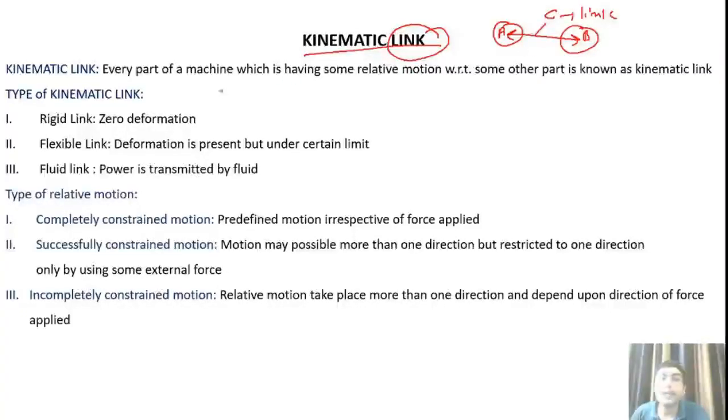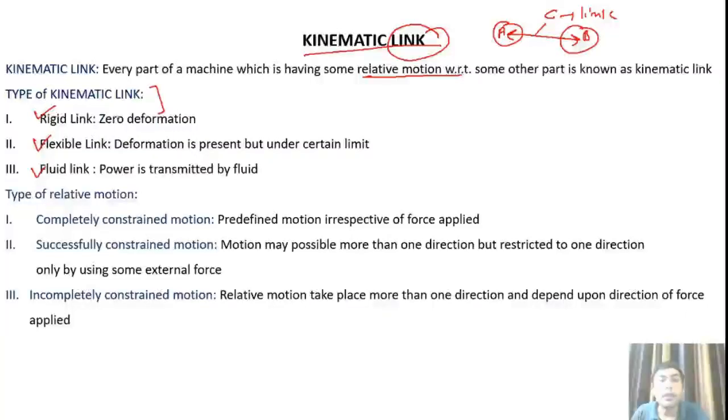Now, what is a kinematic link? Every part of a machine which has some relative motion with respect to some other part is known as a kinematic link. Means a link is said to be a kinematic link if it has some relative motion with respect to another link. Now, types of kinematic link. Kinematic links are classified in three categories: rigid link, flexible link, fluid link.